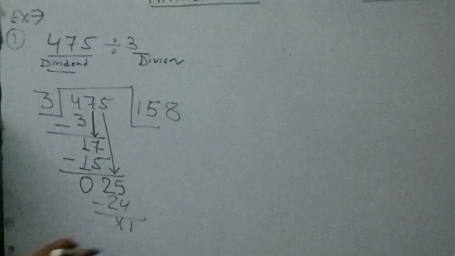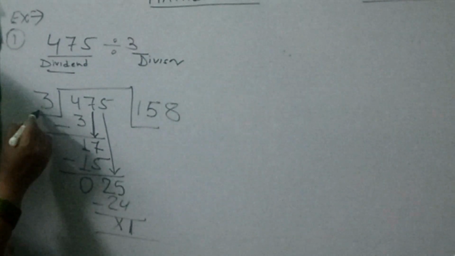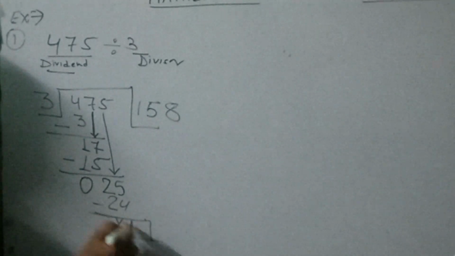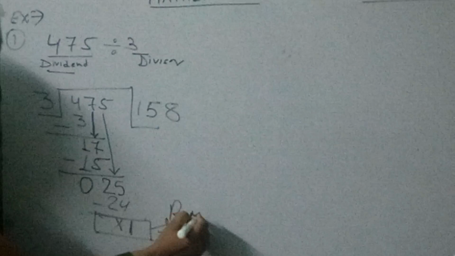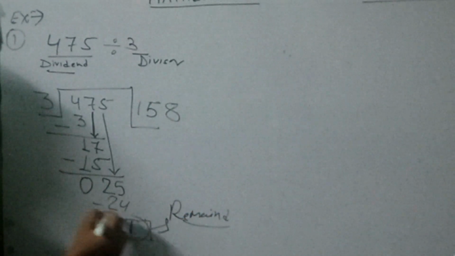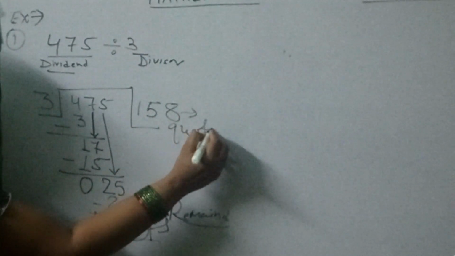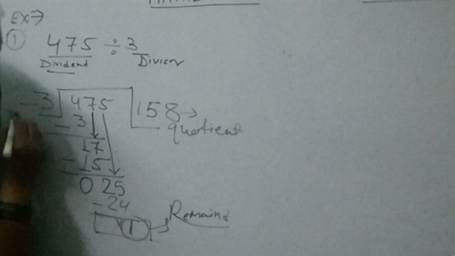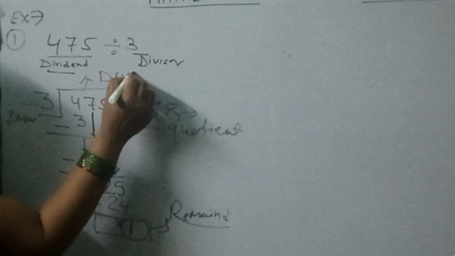Okay. So what is left here? 1, and 1 is less than 3. So this number is left here and this is called the remainder. What remains here? 1. 1 is the remainder and this is called the quotient, this one is the divisor and this one is the dividend. Okay.